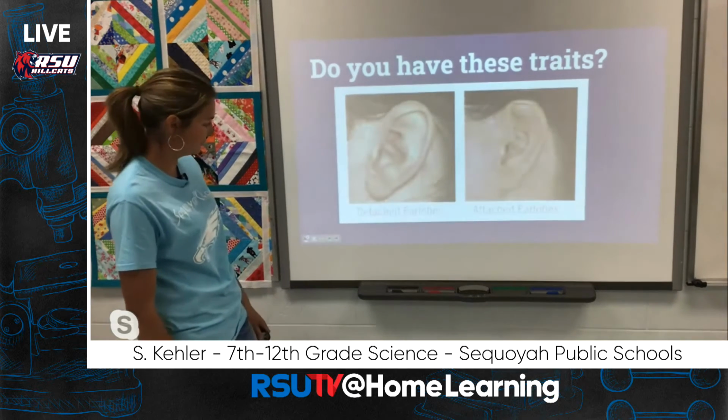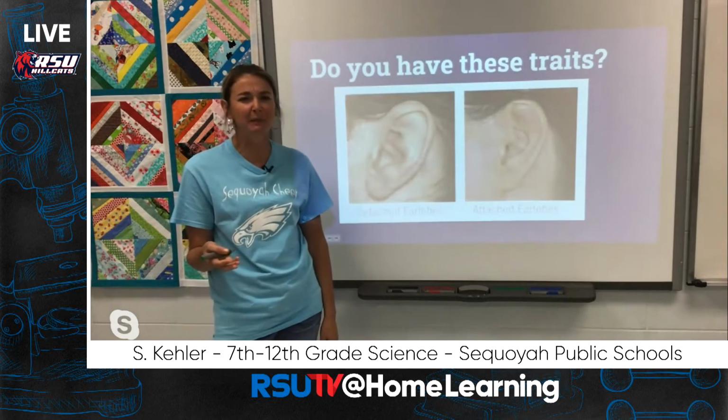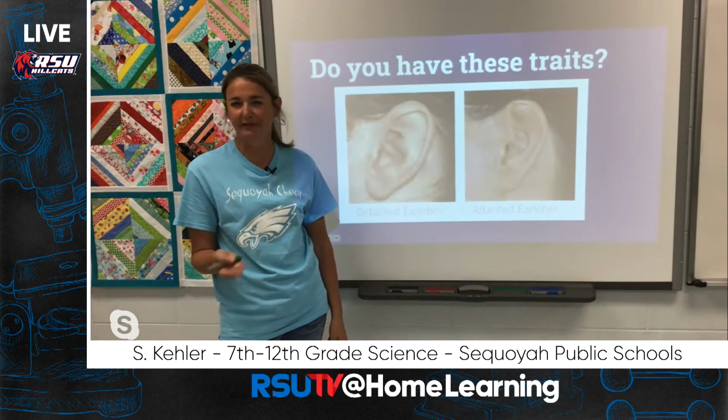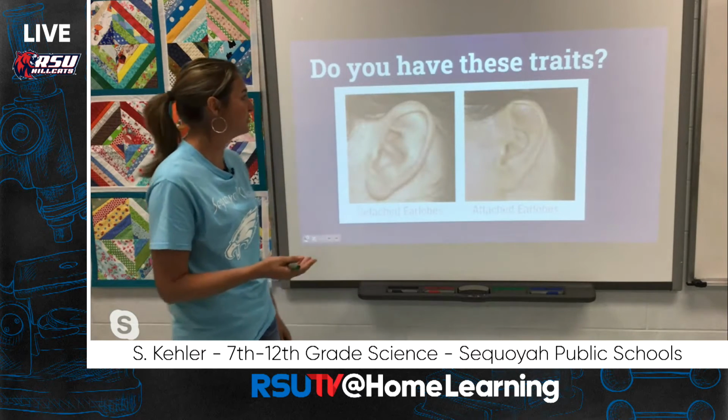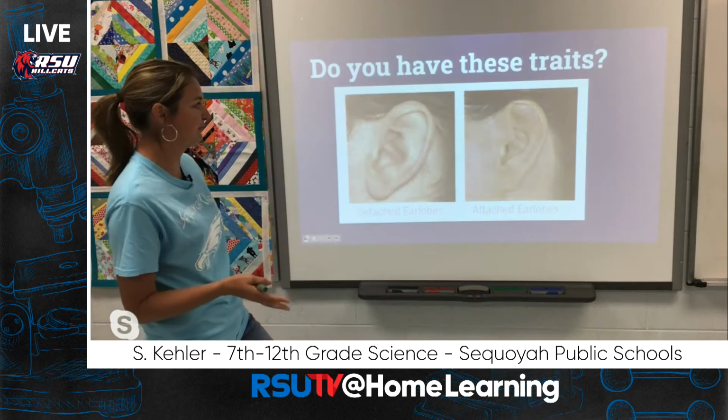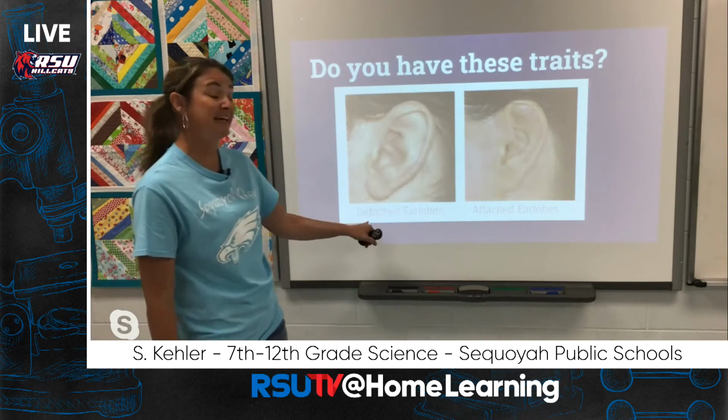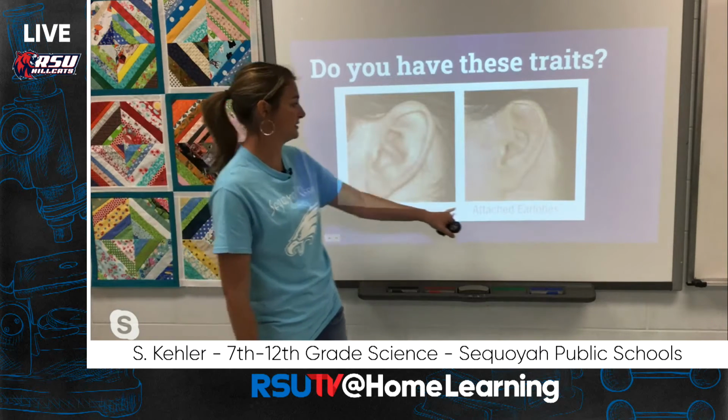All right. Here's another one. And I noticed these things about people long before I learned about genetics, but I didn't understand that that was a genetic trait. So when you look at these ears, there are 2 different earlobes here. This is called detached or free earlobes, and this is attached earlobes.